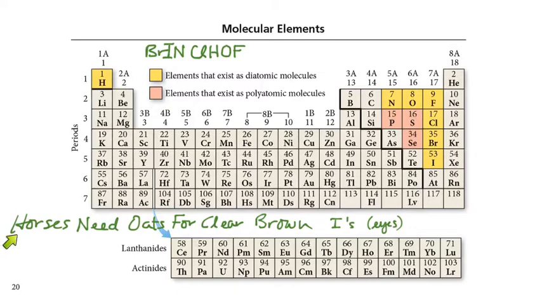But it's the first letter or two here: hydrogen, nitrogen, oxygen, fluorine, chlorine, bromine, and iodine. So chlorine is Cl, bromine is Br. You need to know those, okay? And then these guys in here, phosphorus, sulfur, and selenium, they also form polyatomic molecules. Polyatomic meaning more than 2. But these 7 are the diatomic ones. They're always molecules of 2 atoms.